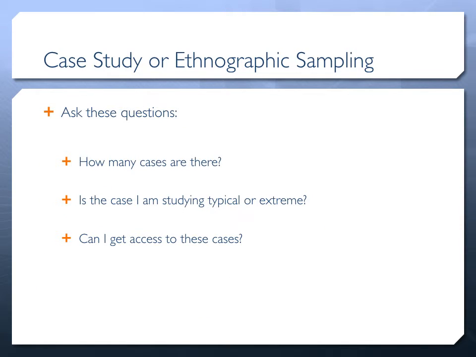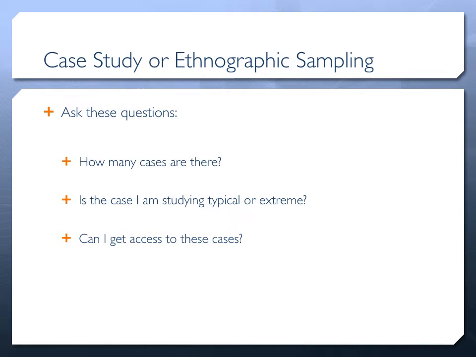Case studies and ethnographic sampling, we need to ask the questions, how many cases are there? So is it just one case or is it several? Is the case I'm studying typical or extreme? Remember, ethnographic sampling is immersing yourself into a culture. Case study is basically a one-shot deal, or sometimes it could be 2, even 3, but it's usually 1 to 5 is usually a case study.